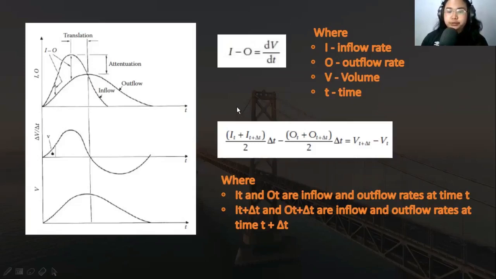So, to determine the outflow hydrograph from the inflow hydrograph, require siya na application of the continuity equation. Ano yung continuity equation? Ito. Ang continuity equation. So, I minus O is equal to the derivative of V with respect to t, where I is the inflow rate, O is the outflow rate, V is the volume, and t is time.